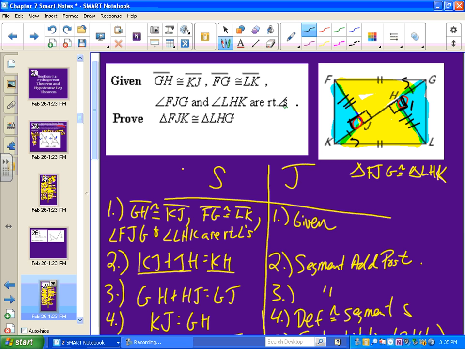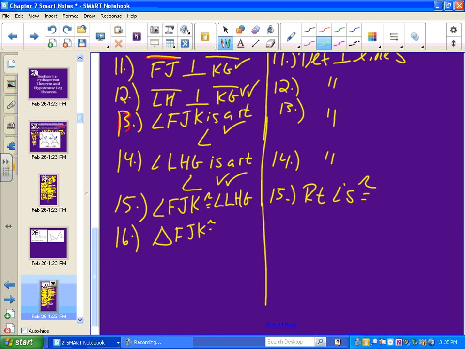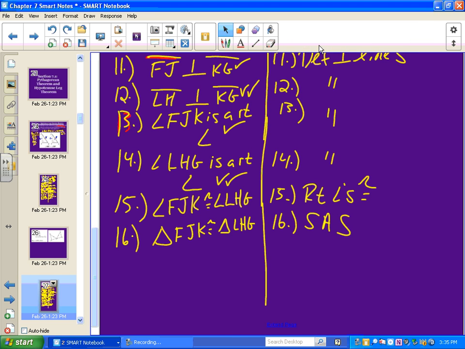So we have side angle side. The two triangles are now congruent. So triangle FJK is congruent to triangle LHG, side, angle, side. Okay, your assignment is to complete the proof in your note packet that is above this one. Okay, that concludes section 7.1.